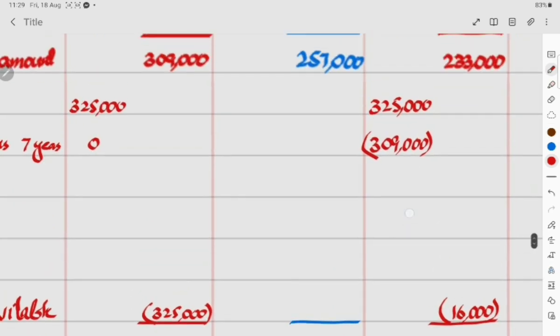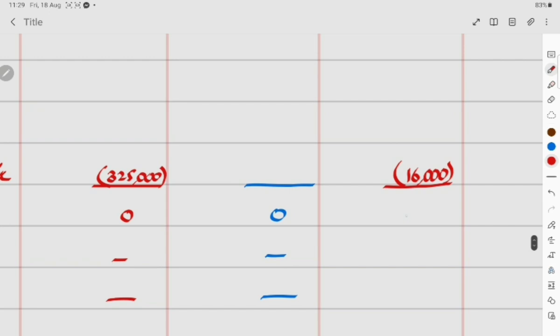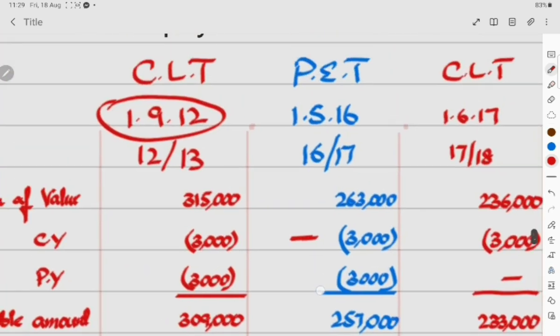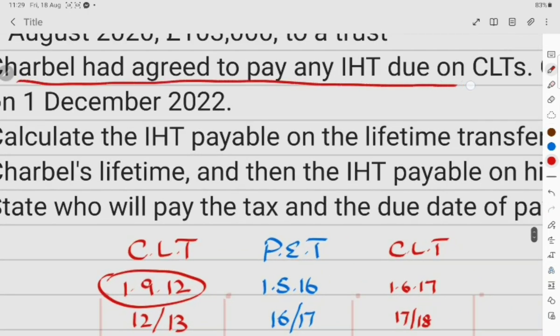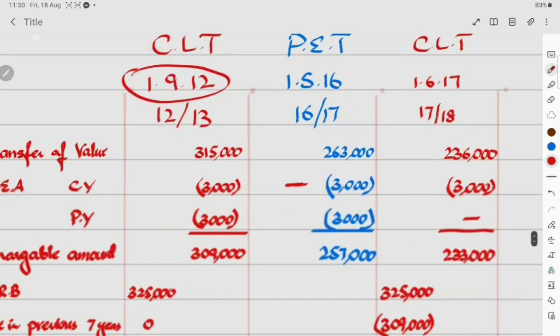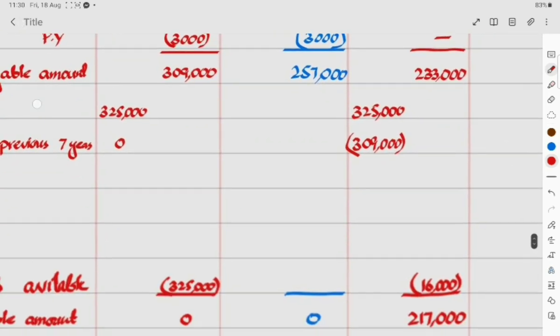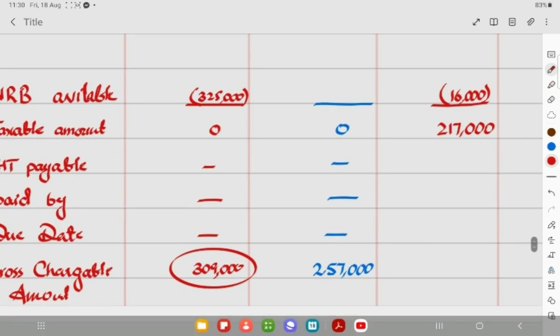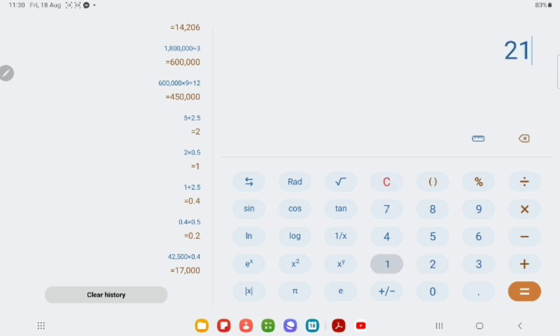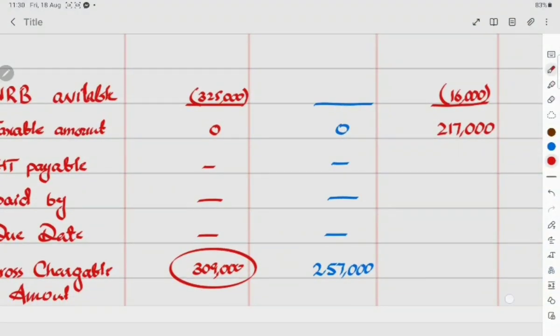So it reduces the 2,33,000 of chargeable amount to 2,17,000. And as we have been given that the tax is to be paid by the donor, what is mentioned here is that the chargeable had agreed to pay any IHT due on CLTs. So it is a CLT. On a CLT, if the donor agreed to pay tax, the rate of tax to be applied is 25%. So what is 25% of 2,17,000? This is 54,250.